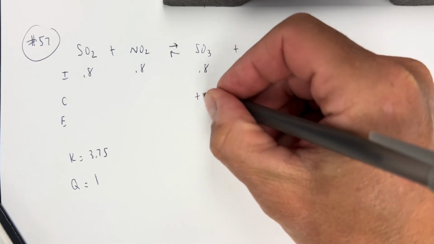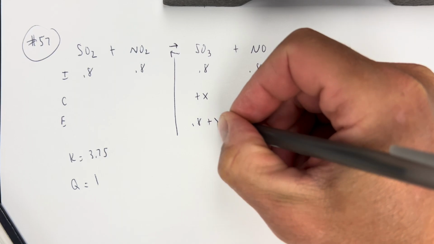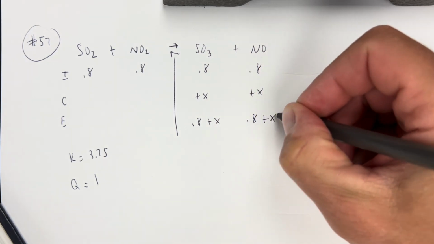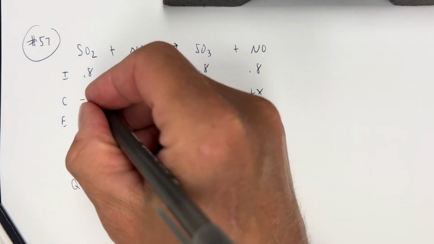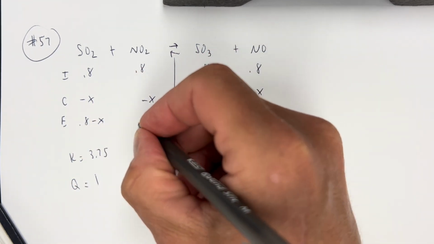these things are going to go up by X. I'm gonna draw a line between these. And at equilibrium, this will be 0.8 plus X. This will be 0.8 plus X. And the other side's going to go down by X. They're going to both be 0.8 minus X.